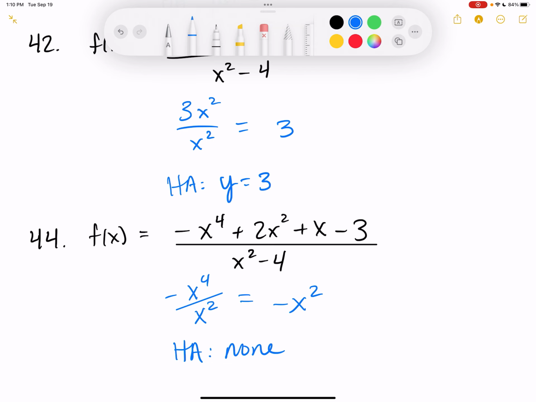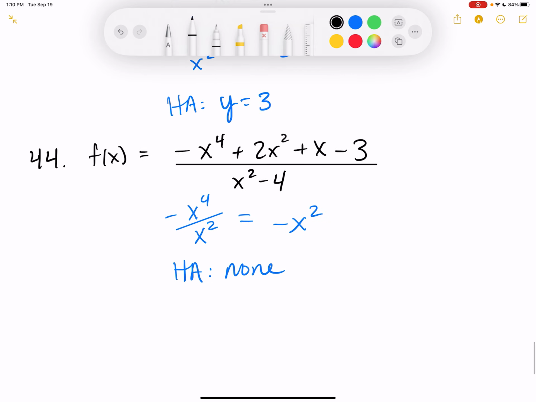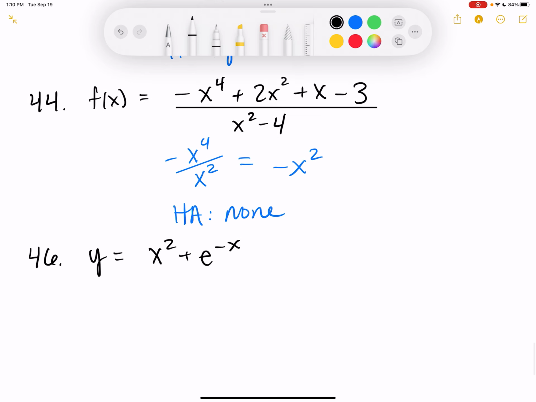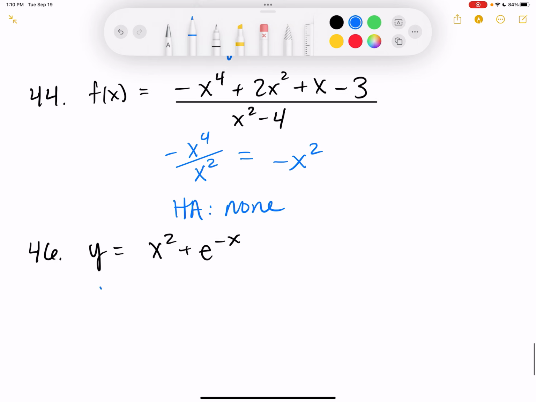Alright, we're gonna look at these last two here. Find a simple basic function as a right end behavior model and a simple basic function as a left end behavior model for the function y equals x squared plus e to the minus x. So the right end behavior, REB.